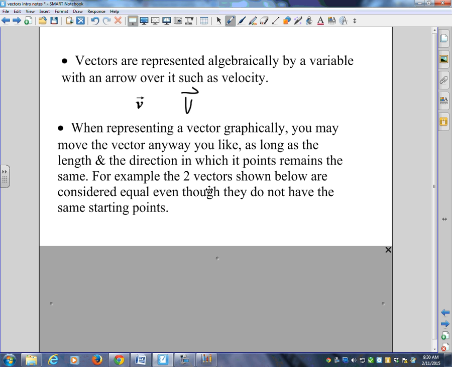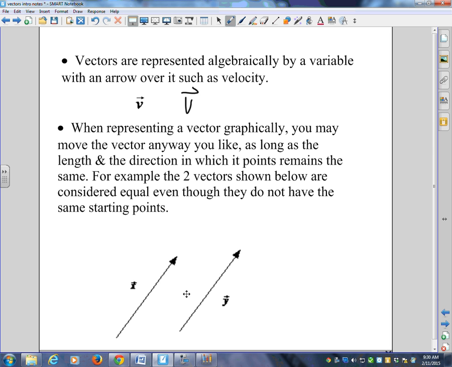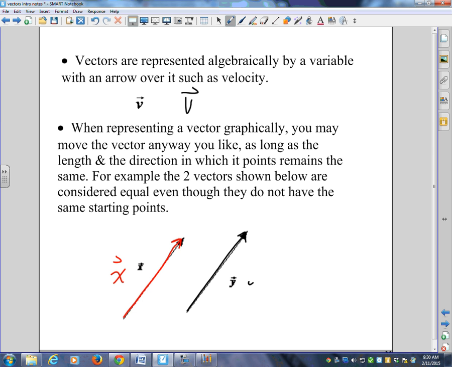Okay? These two vectors shown below are considered equal even though they do not have the same starting points. They're two separate ones. So this is vector x, and this is vector y, and as long as they are the same length and point in the same direction, they are considered equal, even though they don't start in the same point.